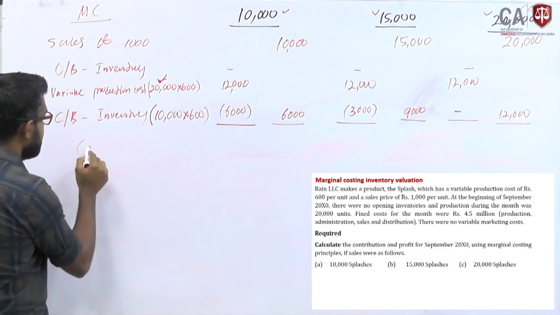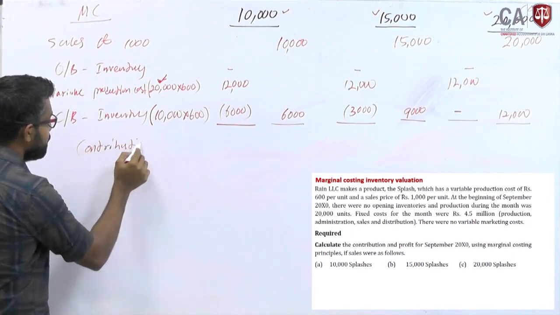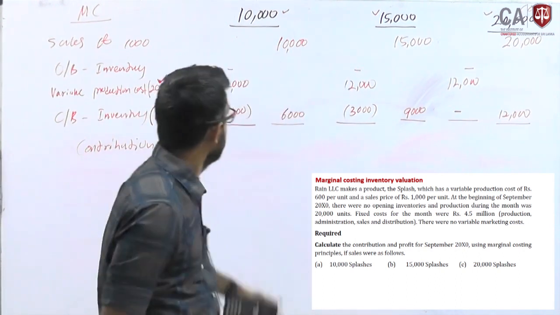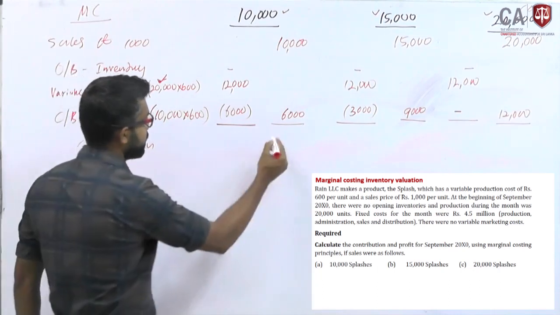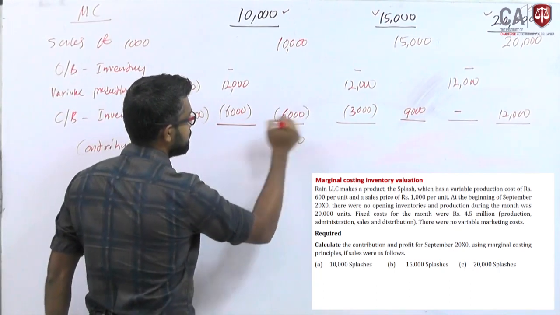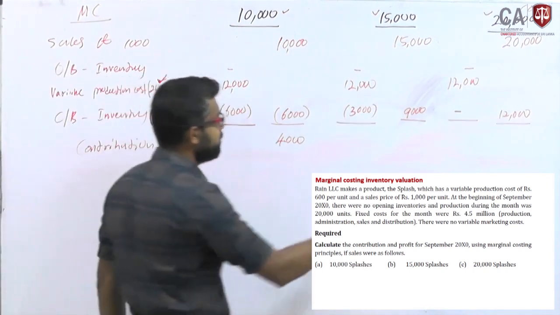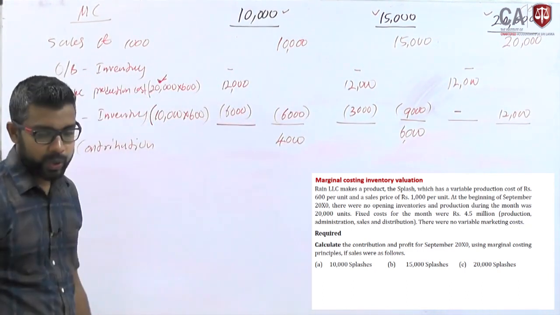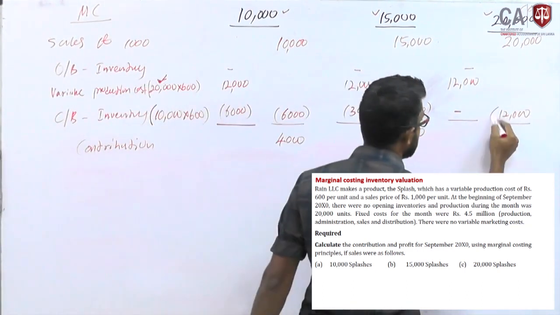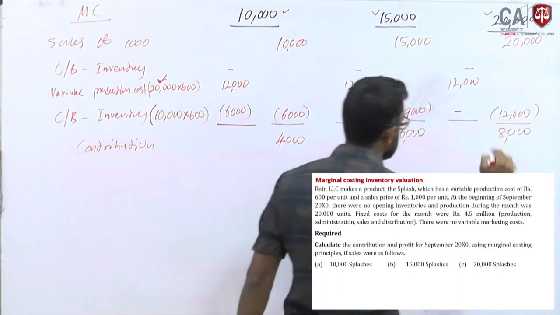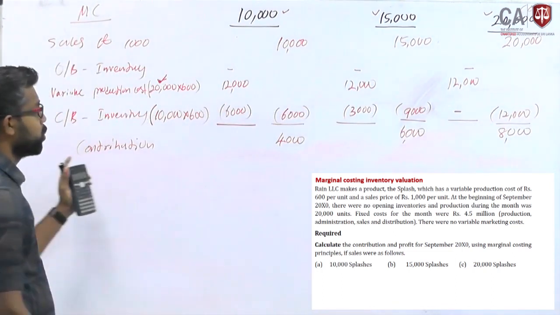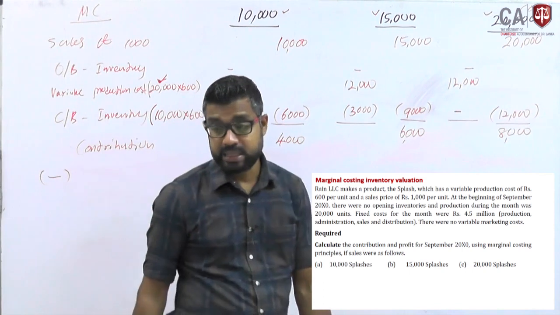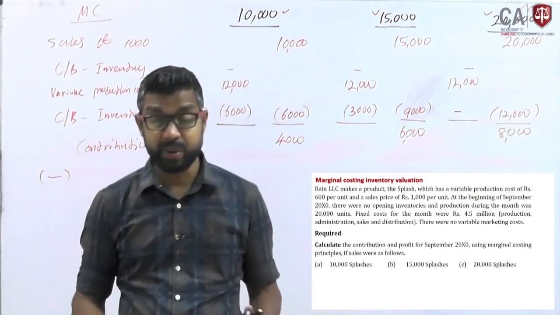Then you can calculate contribution, because contribution is the difference between sales and the variable cost. This is the sales, this is the variable cost, 4,000. 15,000 minus 9,000, 6,000. 20,000 minus 12,000, 8,000. This is how you calculate contribution.